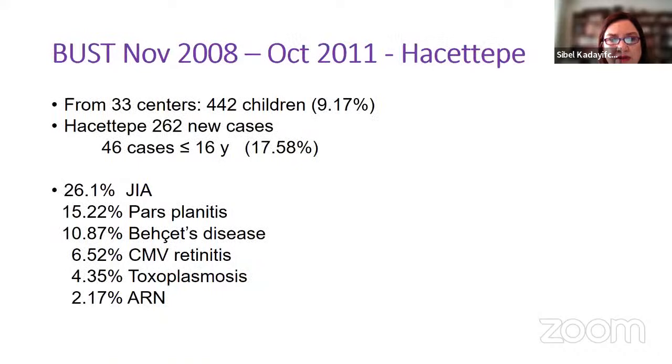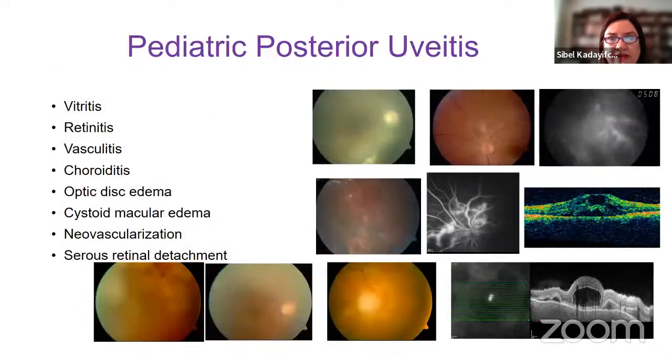Our institute has found 46 cases in this period, which has a higher incidence, like 18%, which is due to being a referral center for pediatric patients. We have a big pediatric hospital. And again, most patients were coming with Behçet's disease.